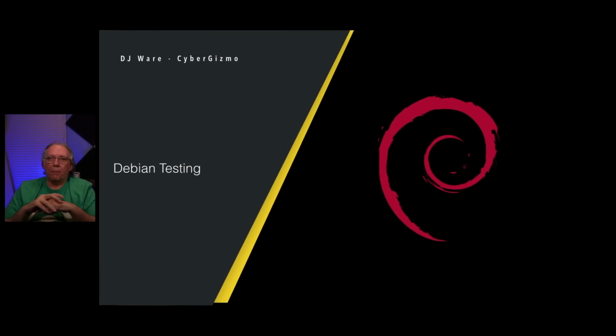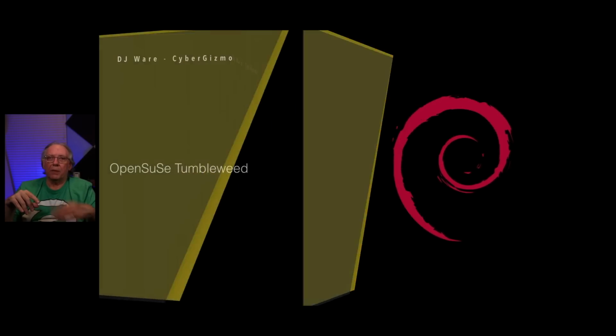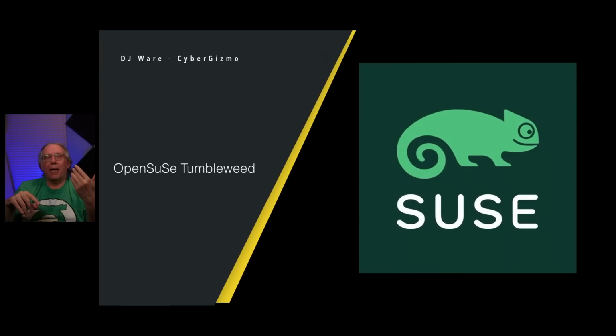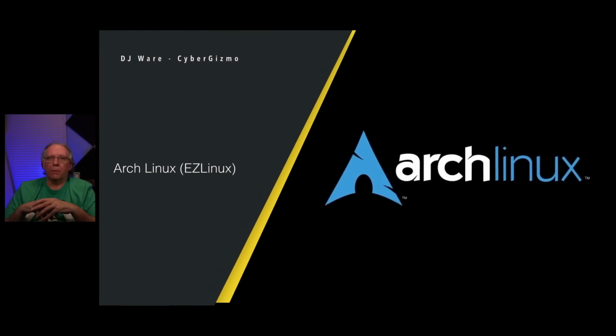So we're going to do Debian testing, and this will be version 11, which means that the testing release will be 12. I know that was confusing, but it will be actually 12. OpenSuSe Tumbleweed, which is a rolling release. And then finally, Arch Linux, which is easy Linux.